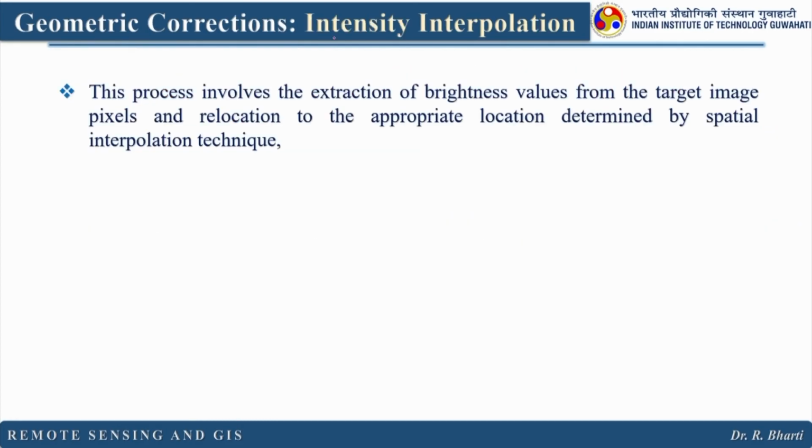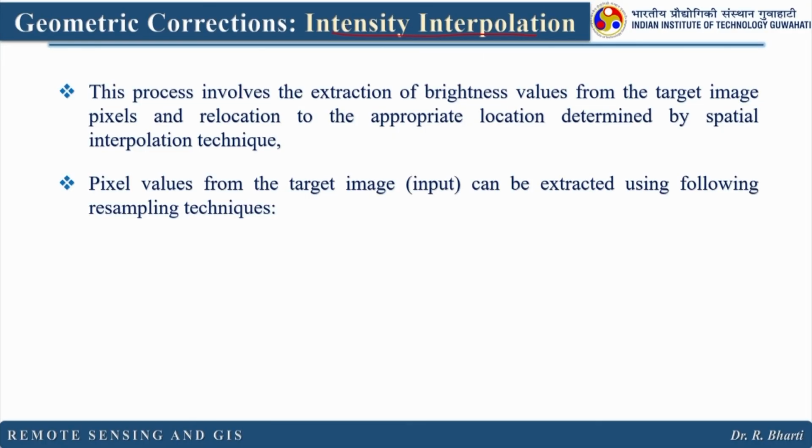So, now we will see the intensity interpolation. Here this process involves the extraction of brightness value from the target image pixel and relocation to the appropriate location determined by spatial interpolation technique. So, basically here what you are going to do, you are going to extract the values of those pixels from the raw data, and you are going to take that and you want to fix that in the new frame where your locations are correct, right.